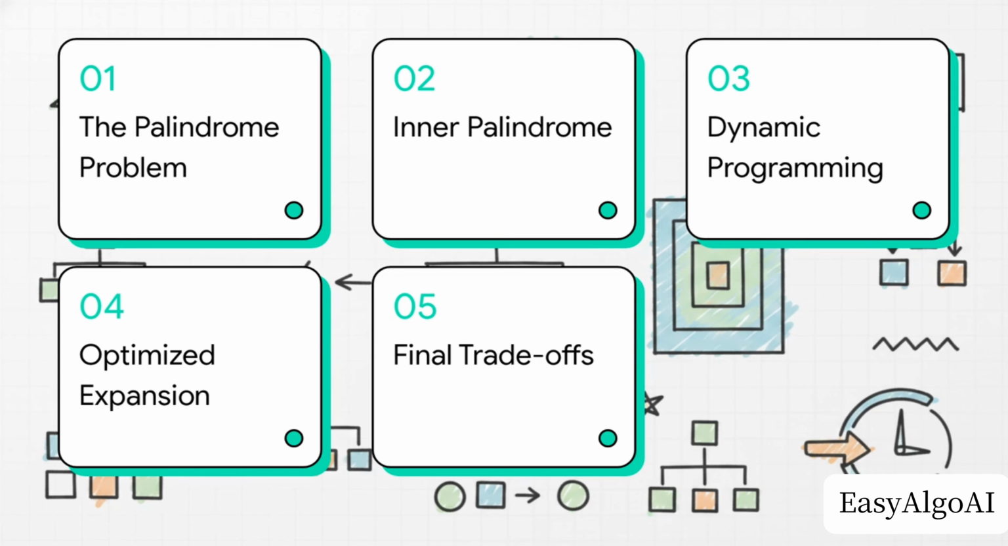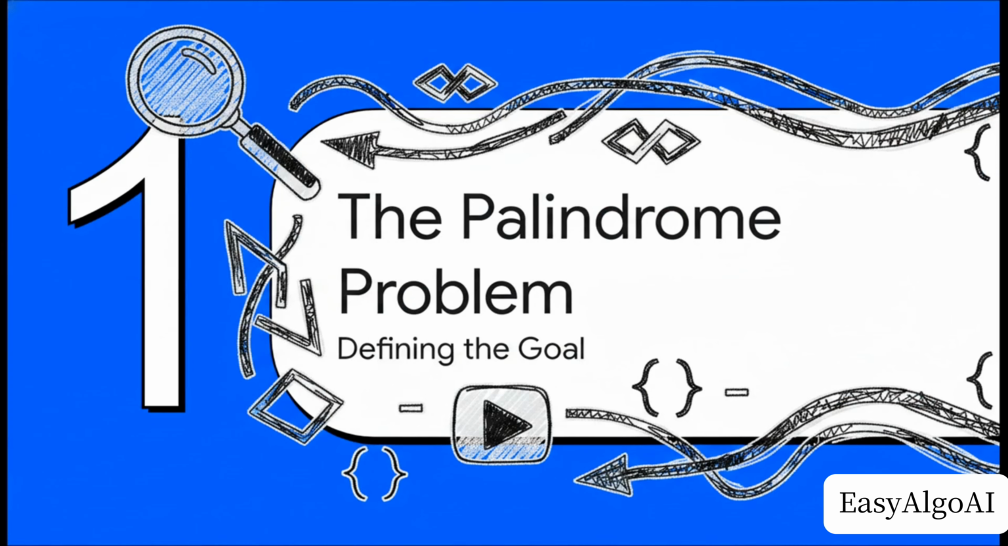Okay, here's our roadmap for today. Number 1, the longest palindrome problem. 2, finding the inner palindrome. 3, the dynamic programming solution. 4, the optimized expansion approach. And 5, complexity and final trade-offs. Let's dive right in. All right, Section 1, the longest palindrome problem.